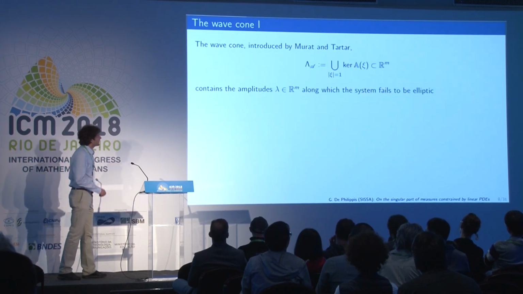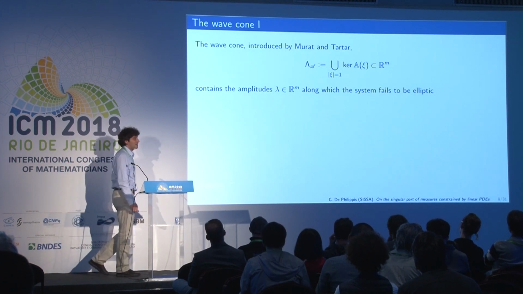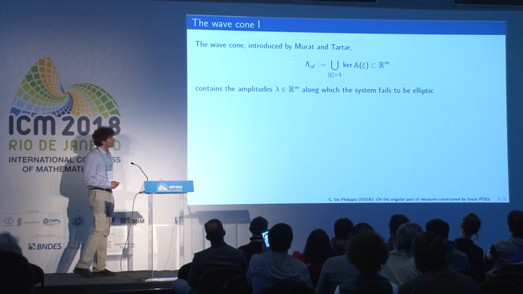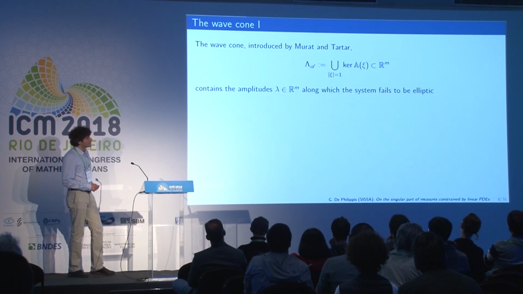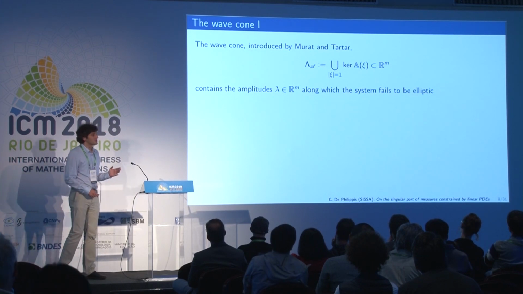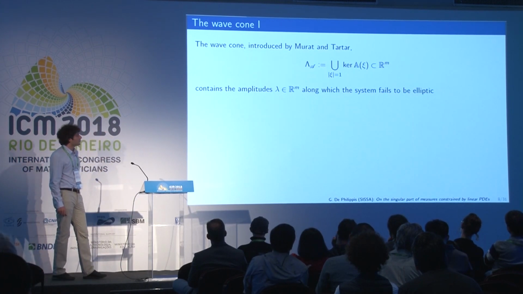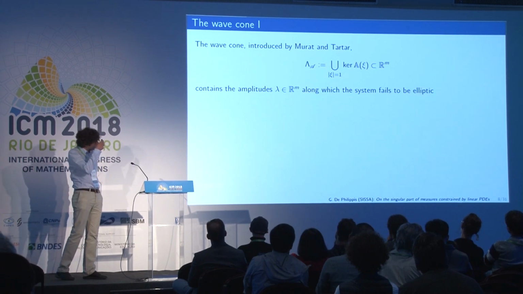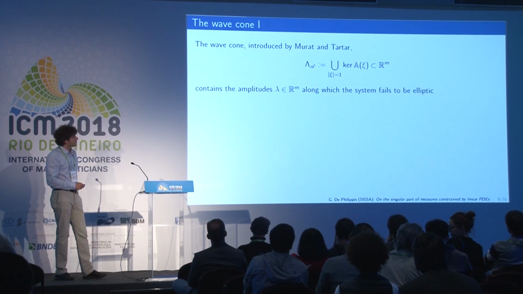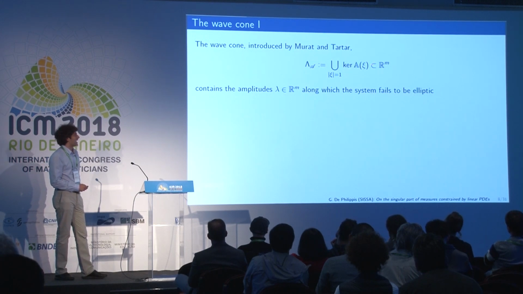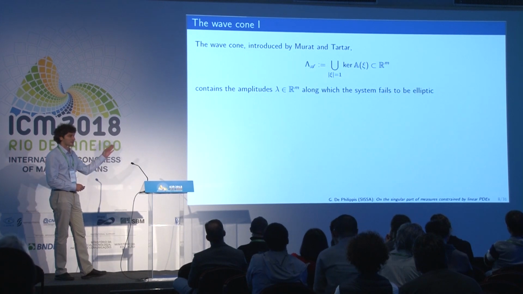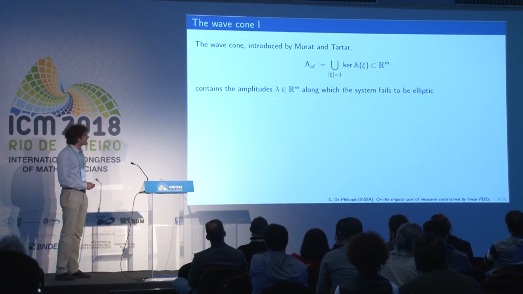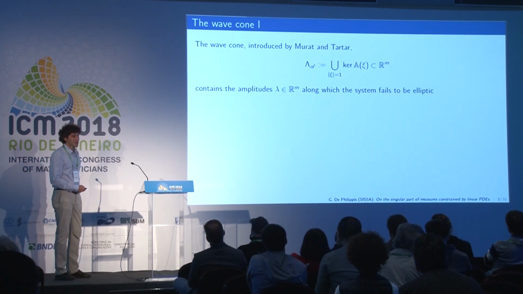So now what happens when the system is not elliptic? And here comes one of the greatest ideas of Murat and Tartar, which is to encode this loss of ellipticity into what is called a wave cone. The wave cone is just the union, among all frequencies which are non-zero, of the kernel of the operator A(ξ). And let me remark once more that this is a subset of the state space, okay? And this, in a sense, contains the amplitudes along which the system fails to be elliptic.